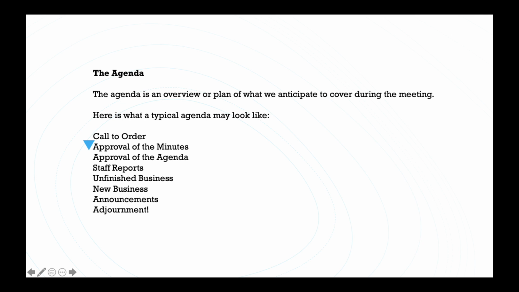First, let's talk about the agenda. The agenda is an overview or a plan of what we can anticipate we will cover during a meeting. Here's what a typical agenda may look like. First, we have the call to order, then the approval of the minutes, the approval of the agenda, staff reports, unfinished business, new business, announcements, and adjournment.